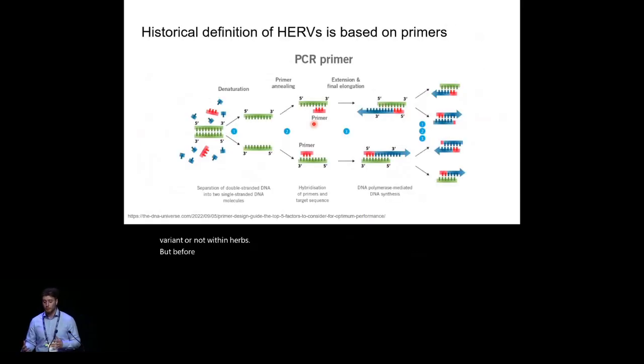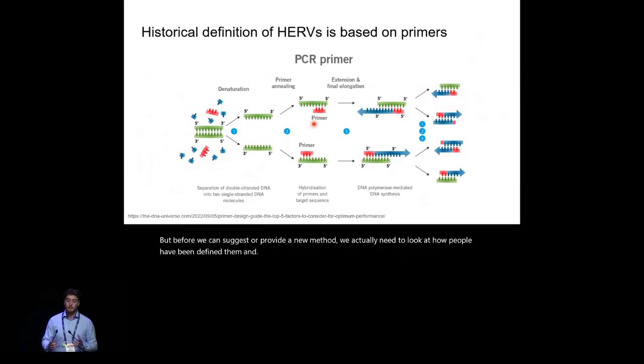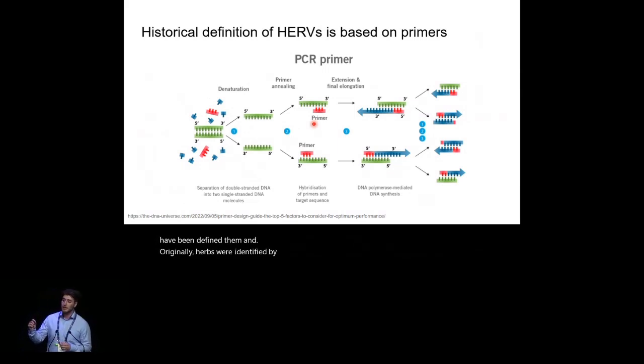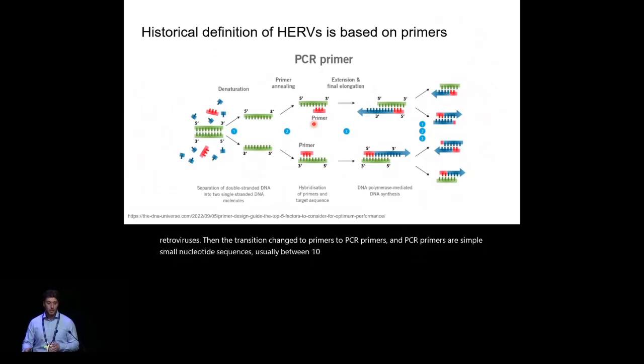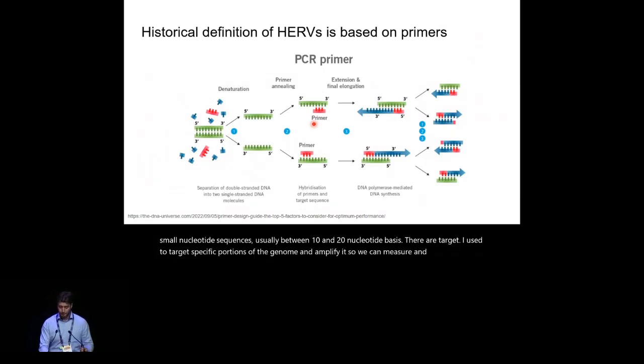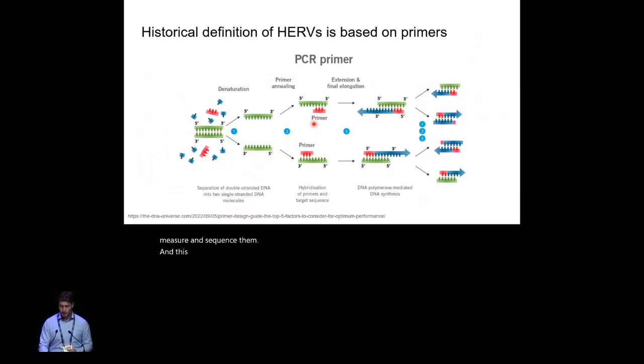But before we can suggest or provide a new method, we actually need to look at how people have been defining them. Originally, HERVs were identified by biologists grabbing the DNA of viruses and trying to match it to sequences in the human genome. Whatever they matched, they would call human endogenous retroviruses. Then the transition changed to PCR primers. PCR primers are simple, small nucleotide sequences, usually between 10 and 20 nucleotide bases, that are used to target specific portions of the genome and amplify them so we can measure and sequence them. And this definition is still used to this day.